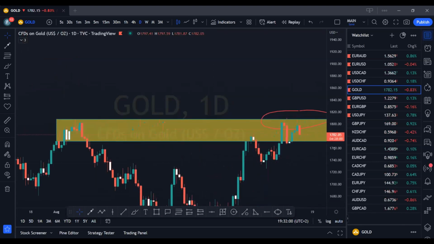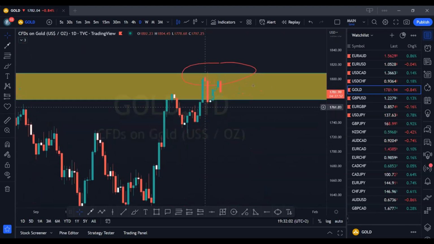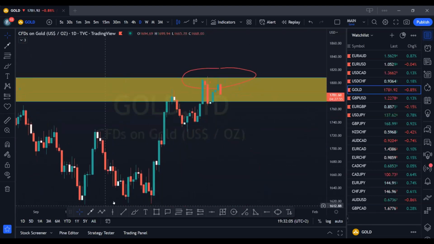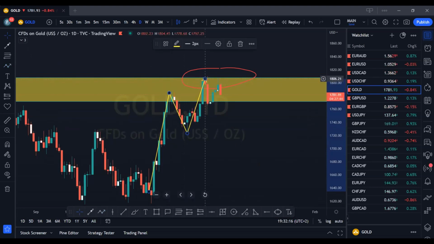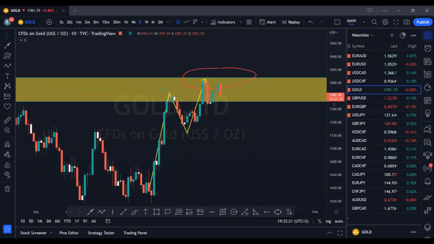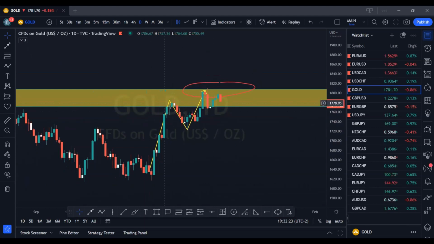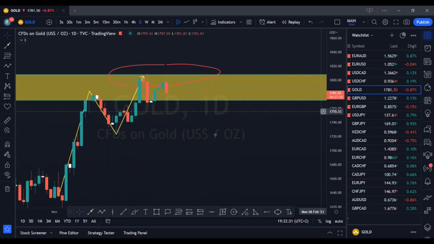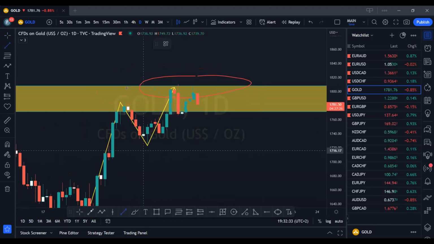So let's make this bigger. On daily, we are seeing this, so we have impulse, correction, and impulse on daily. Now, even though on daily price is still very much bullish, okay? But whenever we see price go beyond a break of structural zone here, all right? Break of structural zone here.